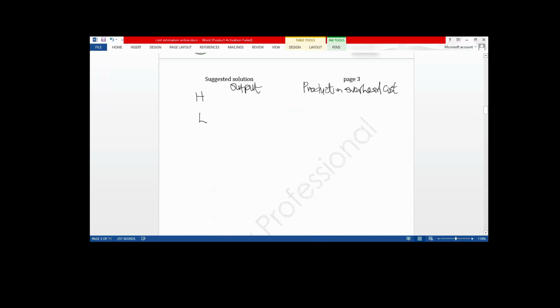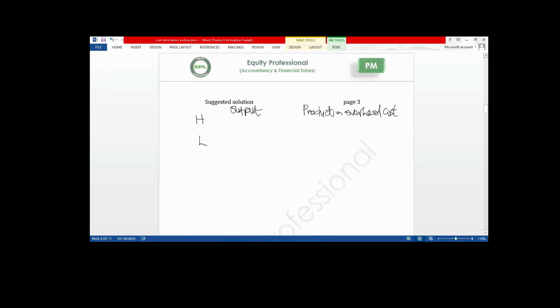Okay, I need to stop here. Our highest activity level, remember we are dealing with production overhead, 13,000 units. At this level, total overhead cost was 67,000. Lowest level, 10,400 units. At this level, total overhead cost was 59 what, please? 200, I guess. 200, yes, yes, sir.